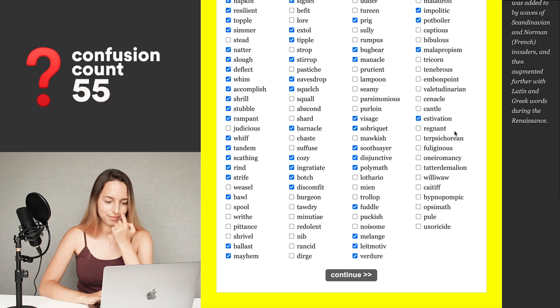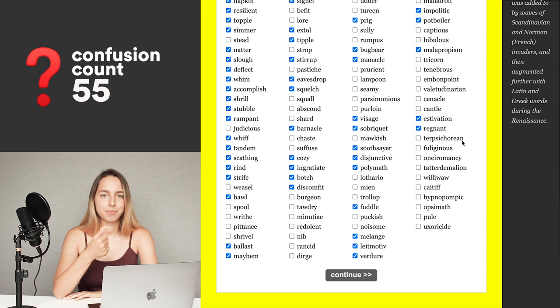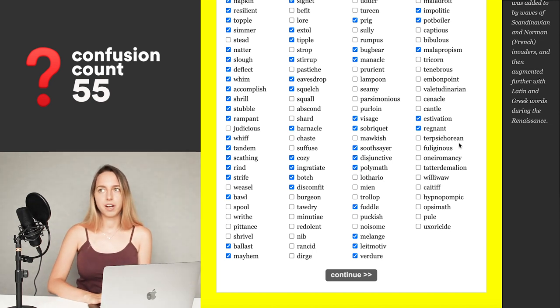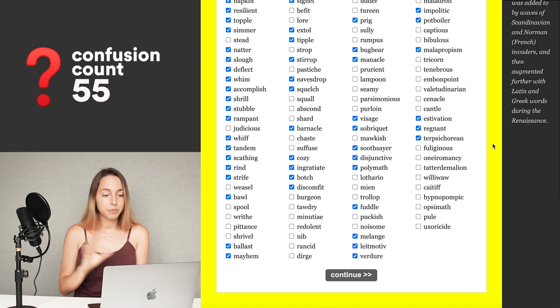Okay, regnant. Regnant is easy. It means ruling. The British Queen Elizabeth is the regnant queen, so she's the ruling queen. Terpsichorean. I know the muse Terpsichore, in Russian Terpsichora, we learned this in school, in middle school. So I guess it means something connected to her, because it can be nothing else. So I will tick that, as I know that, because it literally could be nothing else.